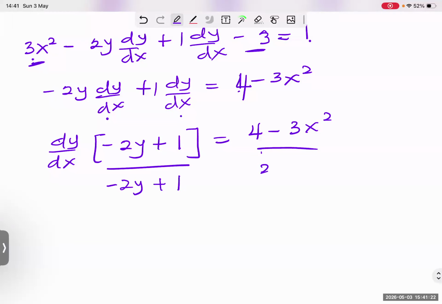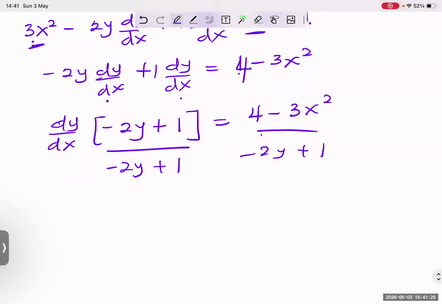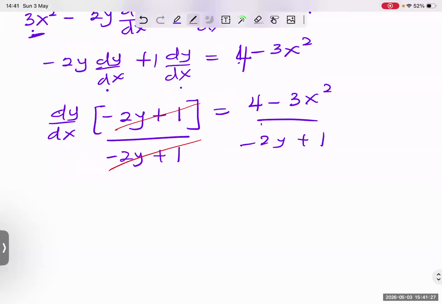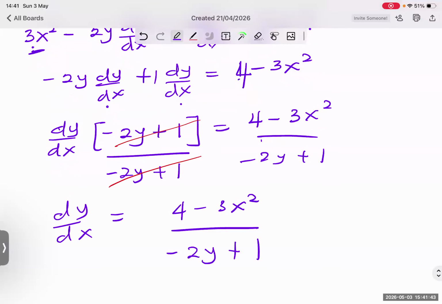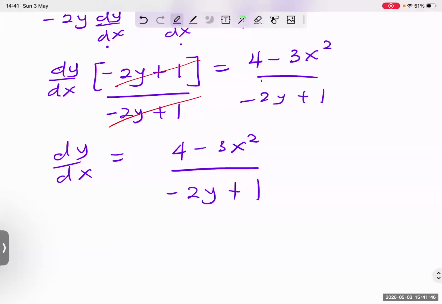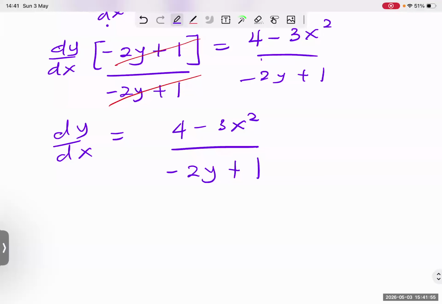Divide here by minus 2y plus 1. This and that will get rid of each other. So our dy/dx is equal to 4 minus 3x squared divided by minus 2y plus 1. And that is our solution when we use implicit differentiation, because we left our function as it is, treated it as an implicit function, and therefore we have to use implicit differentiation.